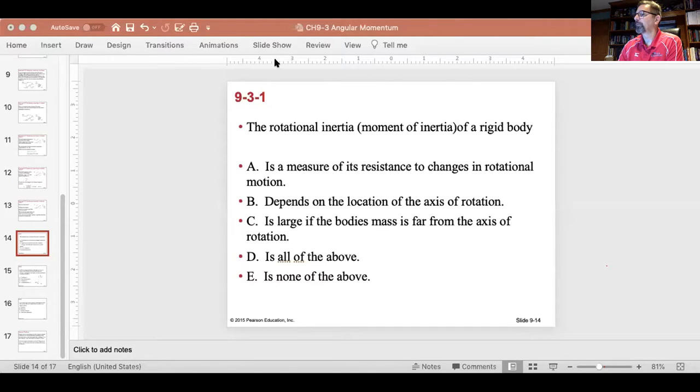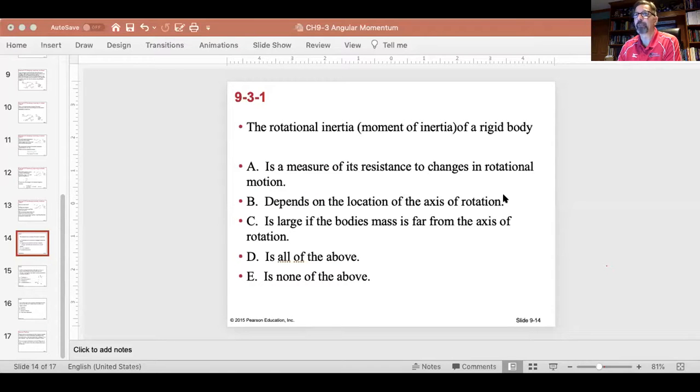D is the answer. Yeah, resistance to changes in rotational motion. Torque is equal to moment of inertia times angular acceleration. Just like forces cause linear accelerations, torques cause angular accelerations. But the bigger the moment of inertia is for a given torque, the smaller the angular acceleration will be. Just the way it is. So it's the resistance to a change in rotational motion, because that would be an angular acceleration.